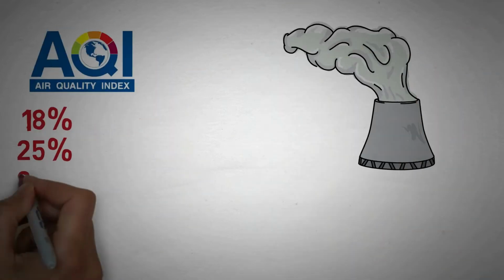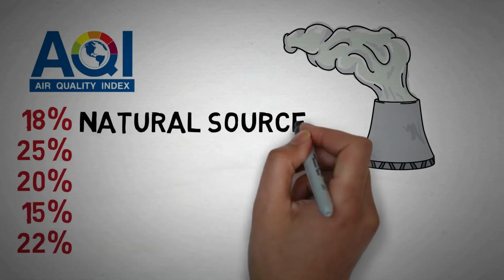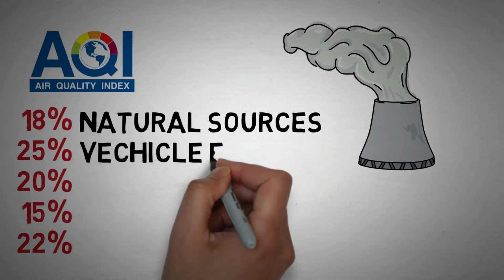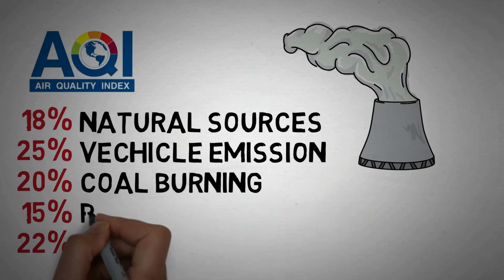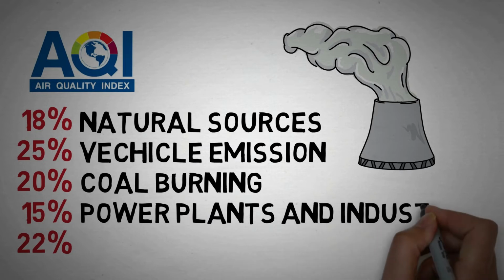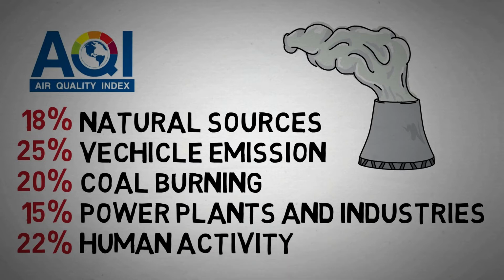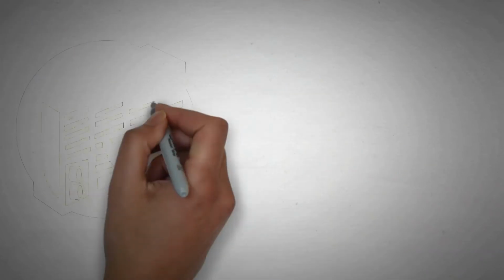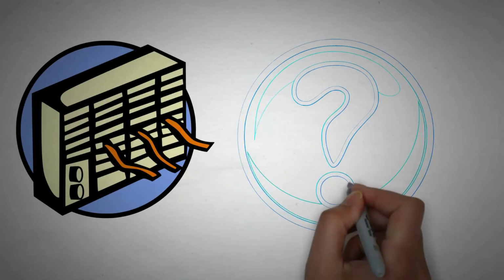According to the Air Quality Life Index, or AQLI, 18% of air particulate pollution comes from natural sources including volcanic eruptions, wind-blown dust, sea salt spray, and emissions of volatile organic compounds from plants. 25% are from vehicle emission, 20% is from coal burning, 15% are from power plants and industries, and the last 22% is from other human activity. This also includes the use of air conditioning, but how does air pollution impact health?